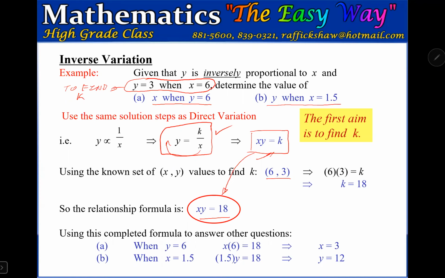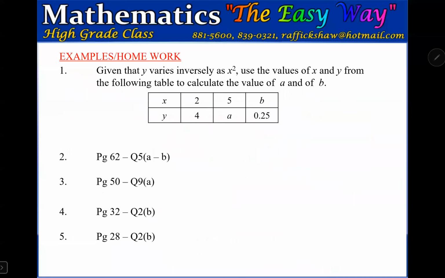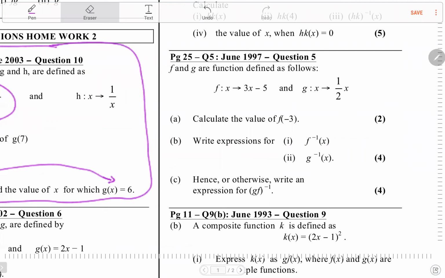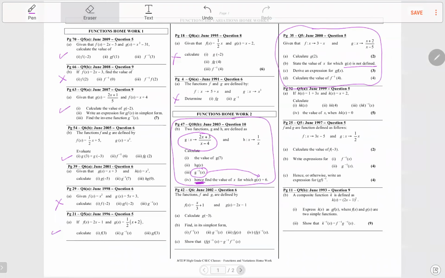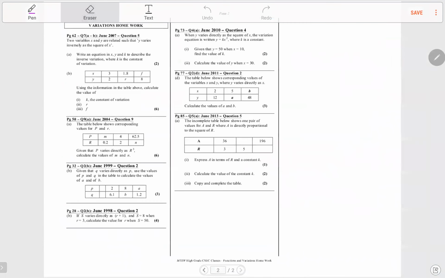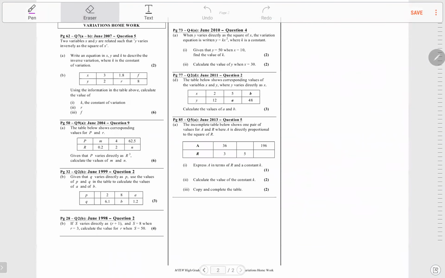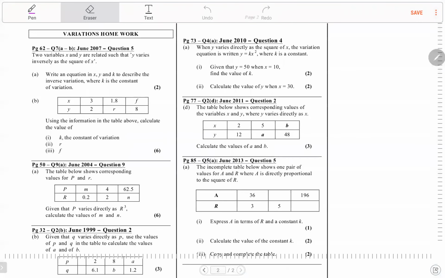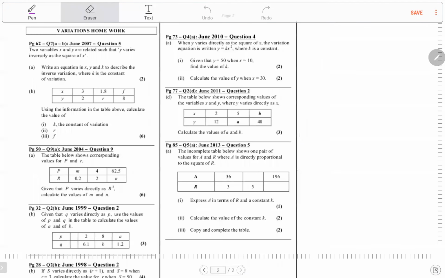And let me do a question so we can see this thing. We're going to do the homework. We're going to do the variation questions homework right here on this page. Try these questions for me for homework. I'm going to do one example, maybe two of them. They're really very easy.